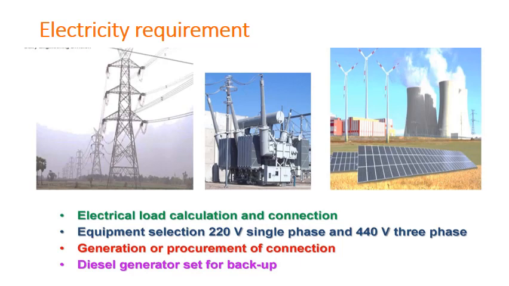In the utility requirements, services or machineries, the most important requirement is electricity. Without electricity, no machines can operate. So while designing the dairy plant, some important aspects related to electricity requirement should be taken care of, like electrical load calculation and connection. We should calculate the total electricity requirement depending on the different kinds of machineries and their power requirement. Similarly, equipment selection, that is, of 220 volt single phase and 440 volt three phase. This is the power requirement based on which we should calculate the total power required. Then generation or procurement of connection: either we are going to have our own generation of power or procurement has to be decided. And then we should have a standby diesel operated generator, which will work instantly when there is a power failure. All these points should be taken care of while designing the dairy plant.